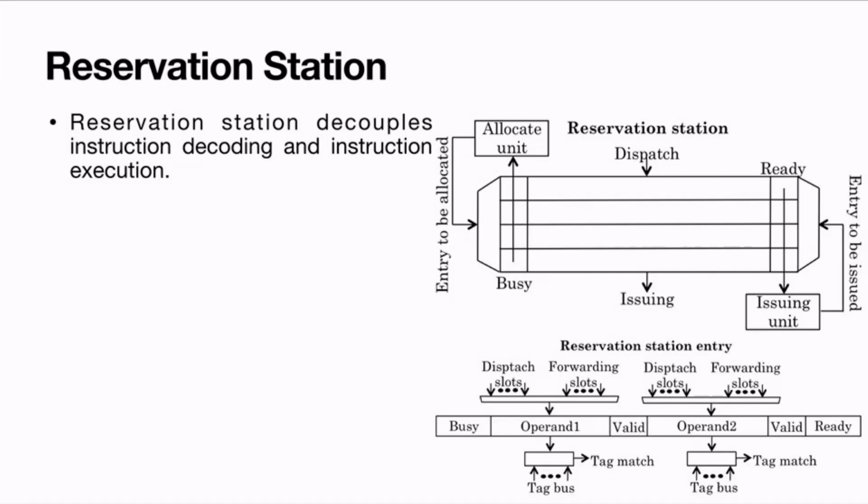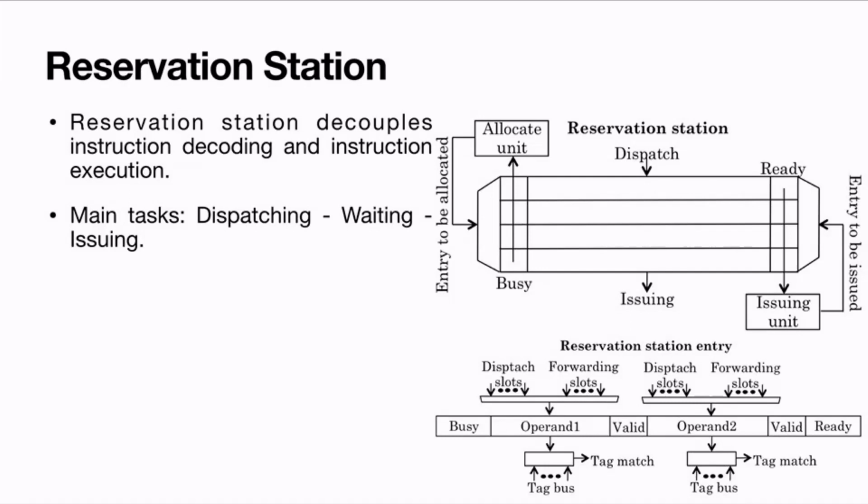So the reservation station decouples decoding and instruction execution, as I mentioned previously, because when you decode and dispatch, operands may not be ready or the function unit may not be ready. So it is effectively holding the instructions until these two conditions are satisfied. And the main tasks of reservation stations are dispatching, waiting, and issuing.